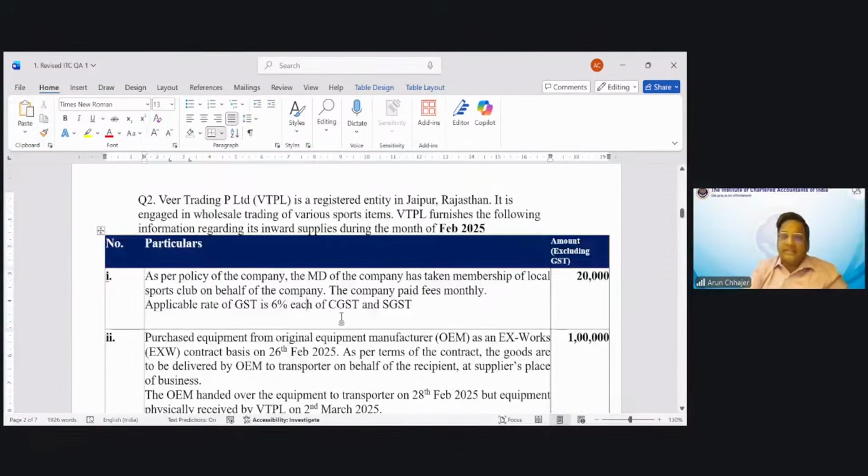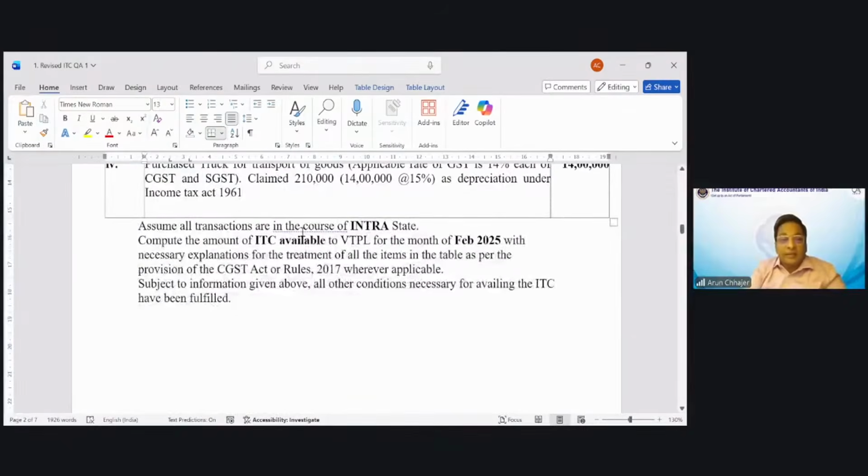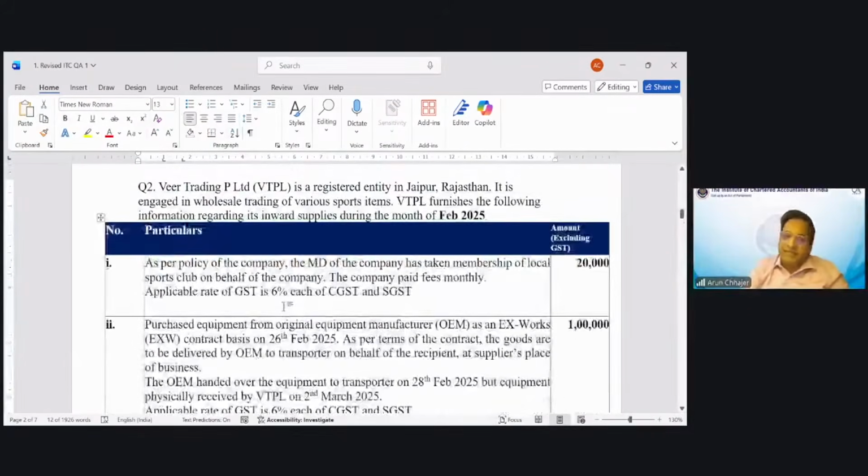Amount excluding ITC. हमें करना क्या है? Assume all intrastate. We need to compute the amount of the ITC available. Will the ITC be available on this item? If yes, then give me the reasoning. If no, then give me the reasoning.